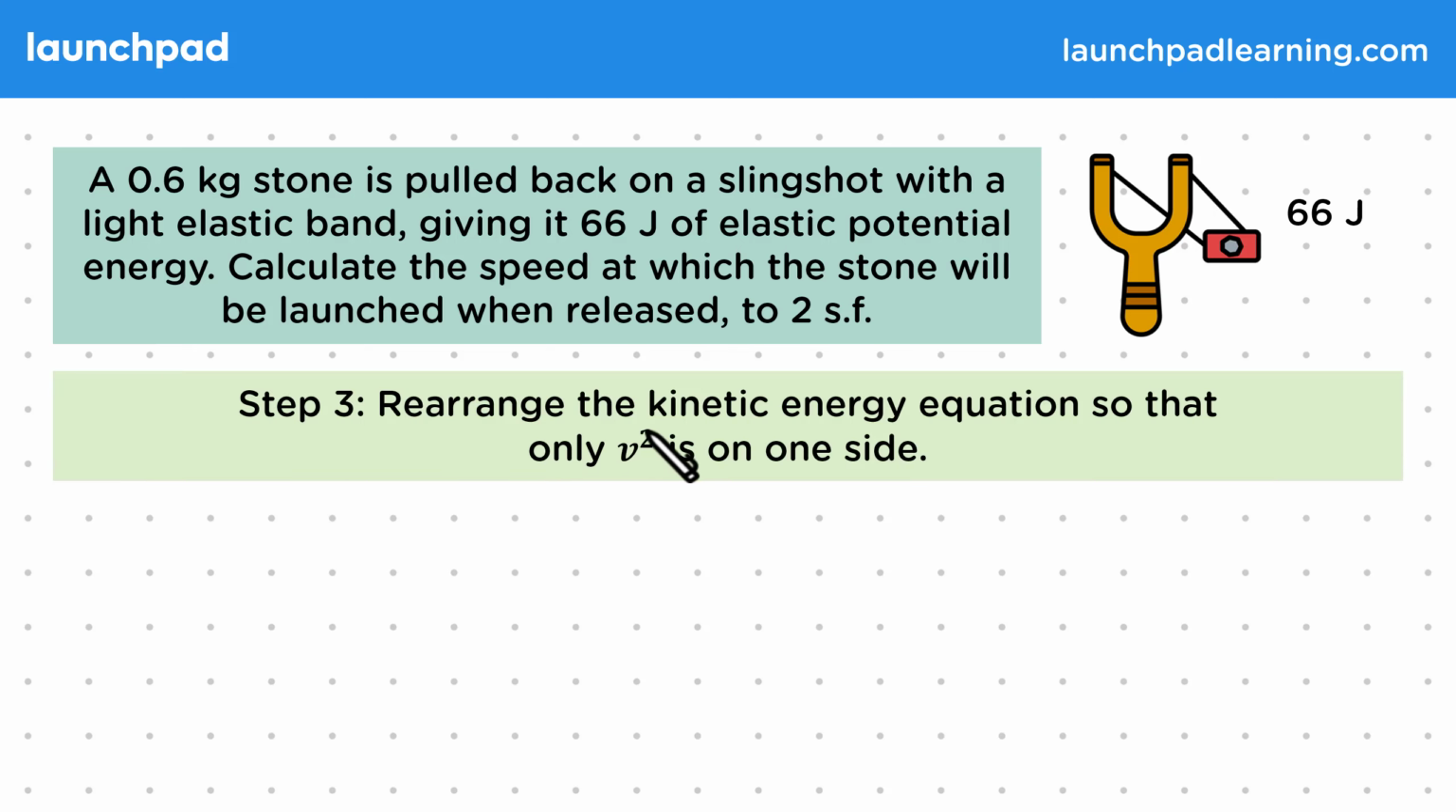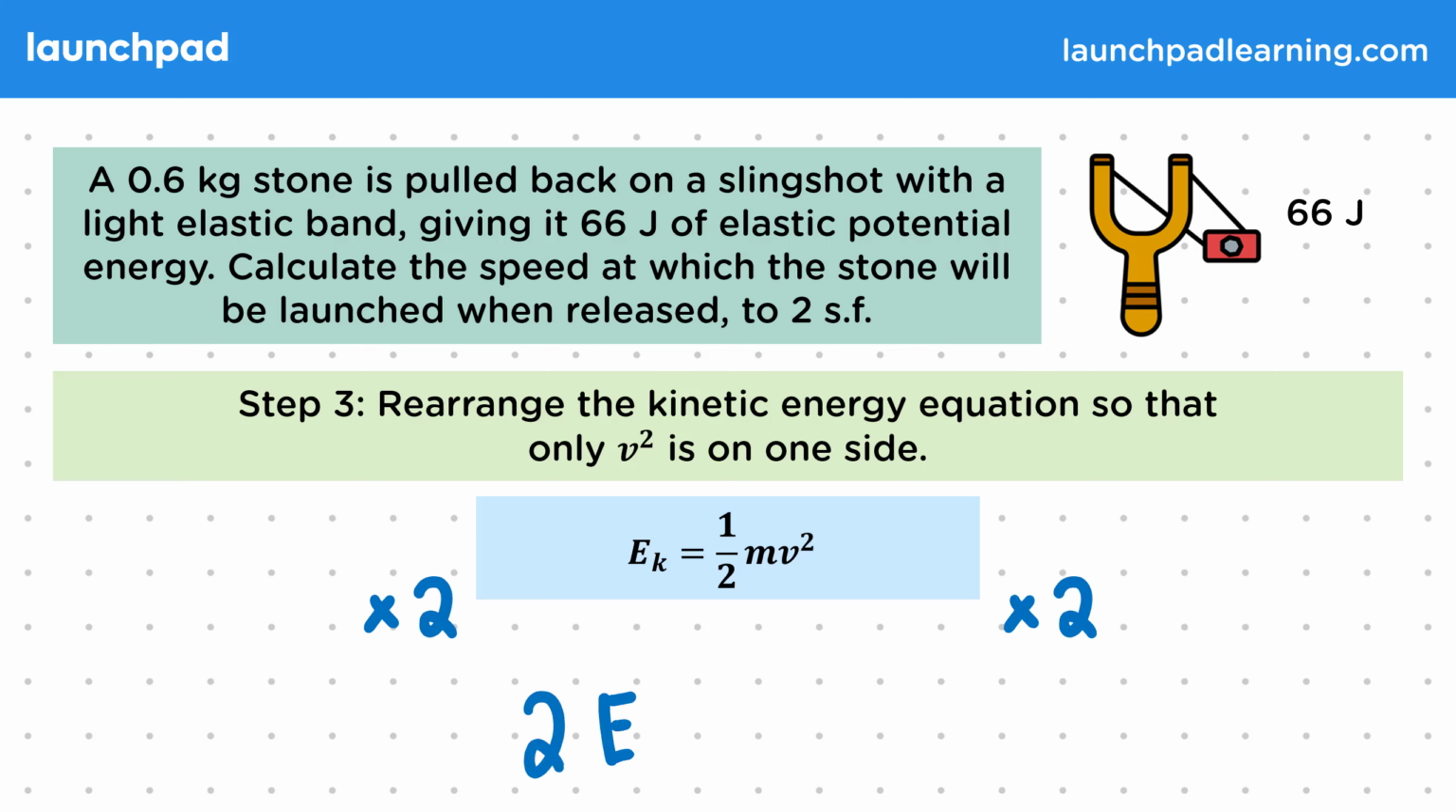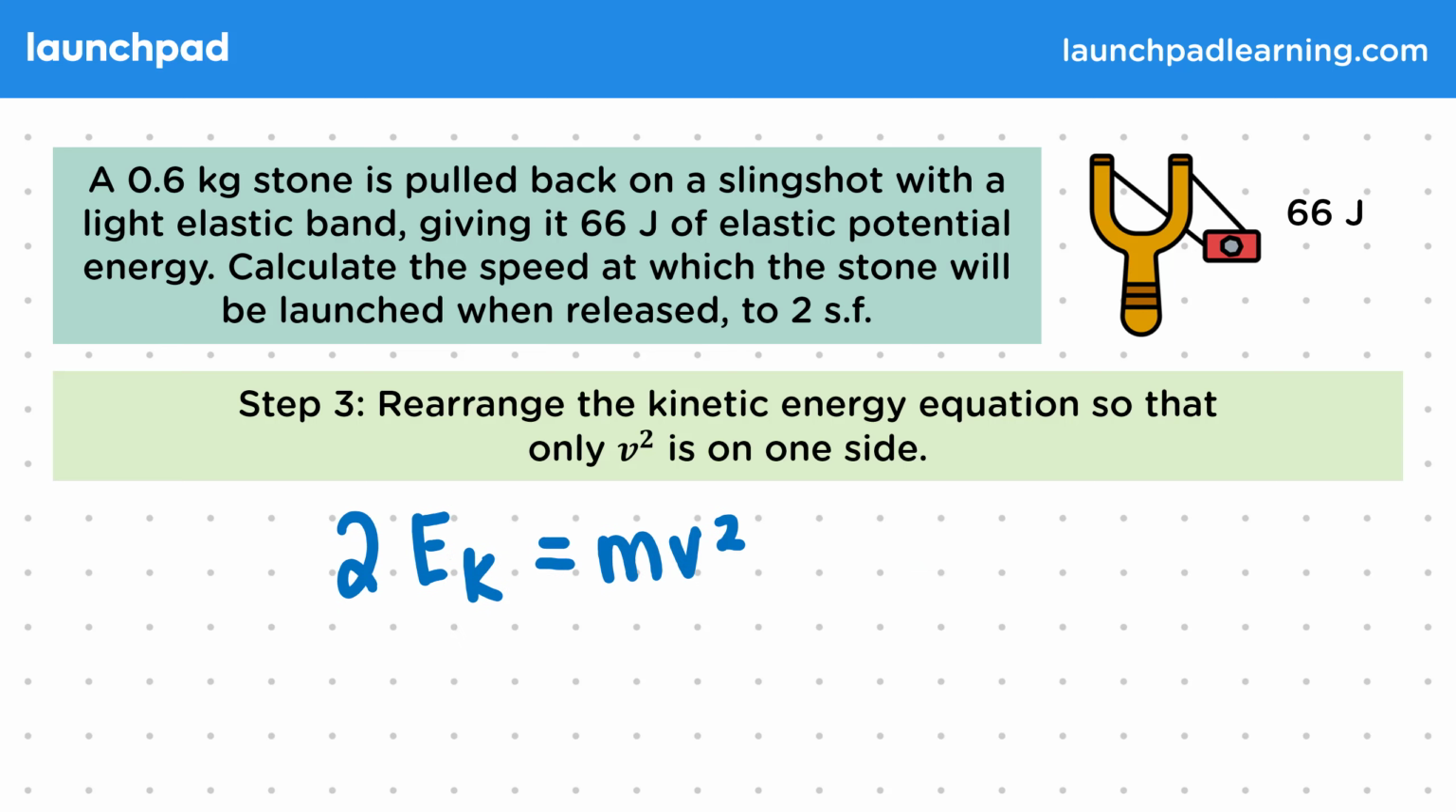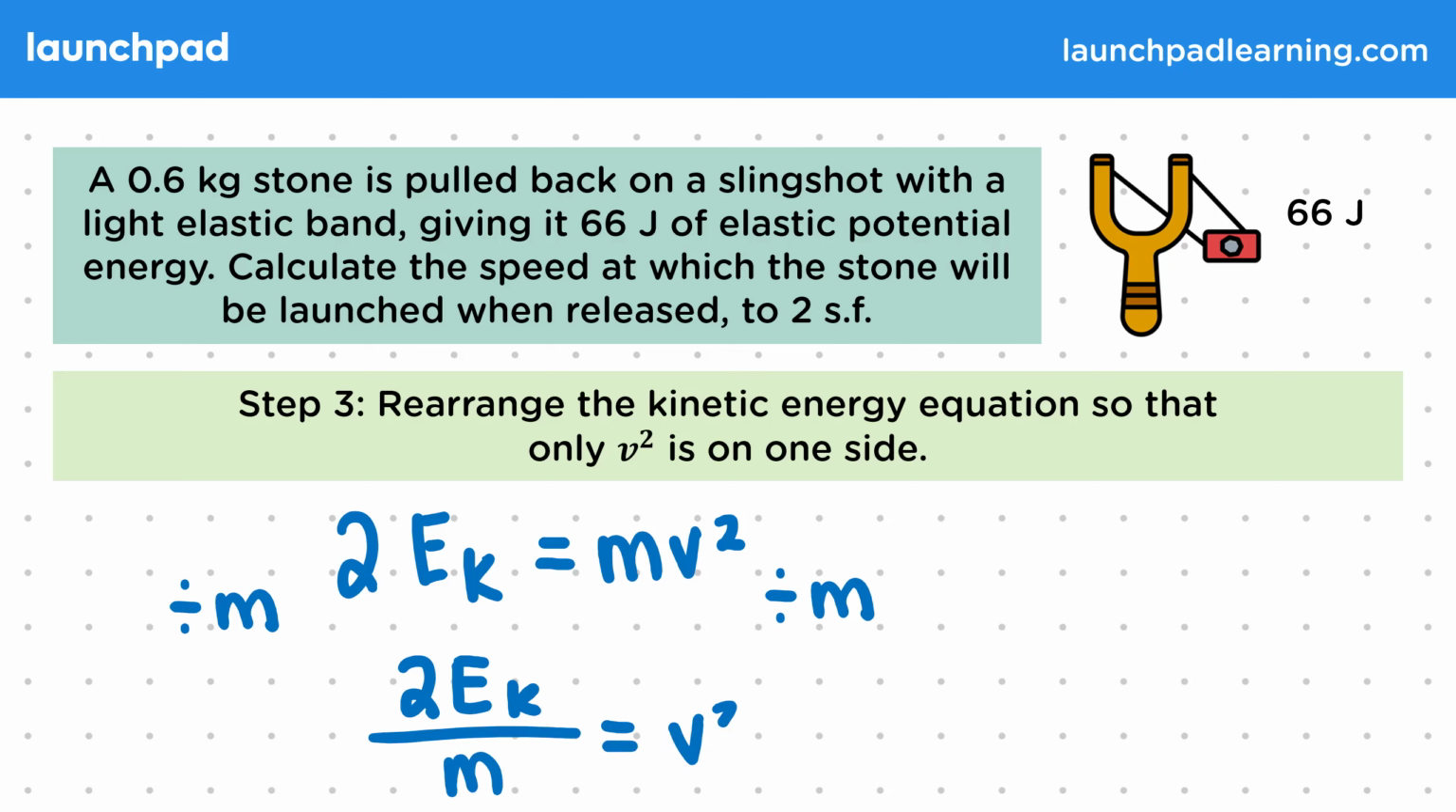For step 3, let's rearrange the kinetic energy equation so that only v squared is on one side. So we can rearrange this equation algebraically. We must do the same action on both sides of the equation, and we can also swap around the two sides. So we can start by multiplying both sides of the equation by 2 to give 2EK is equal to mv squared. We can then divide both sides of the equation by m, and that gives us 2EK divided by m is equal to v squared. Then swapping the sides, we get v squared equals 2EK over m.